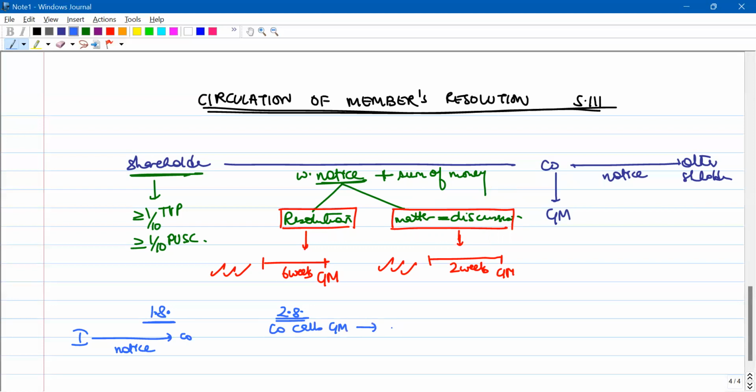The company says the meeting is going to be held on 26th August, let us say. So what has happened now? When did I give the notice to the company? Only on 1st of August. And when is the meeting going to be held? On the 26th of August.